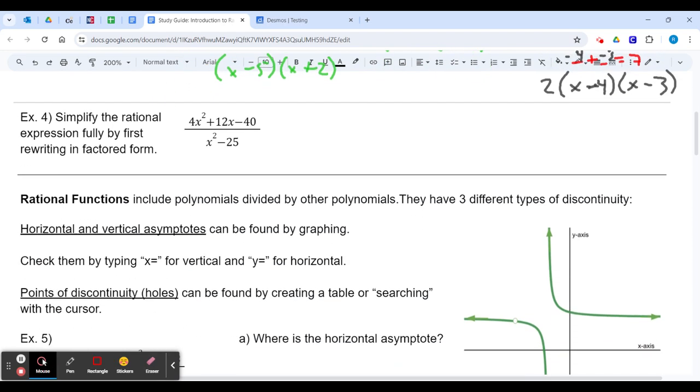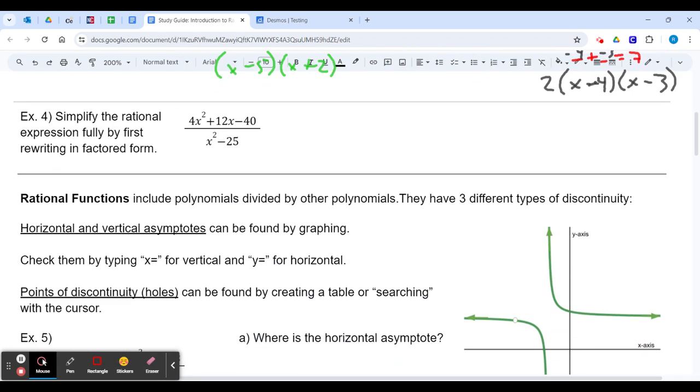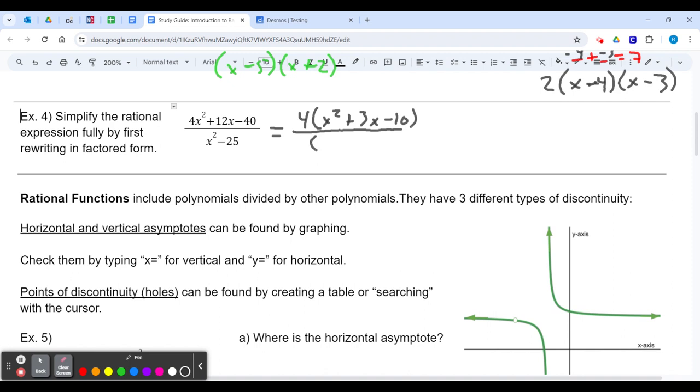So to apply this to our rational functions, if we rewrite this rational function in factored form first, then we can simplify. And later on in your problem set, this will make things a lot easier for you. On the top here, first thing I'm going to do is pull out a greatest common factor of 4. I'm left with x squared plus 3x minus 10. On bottom, I have my difference of squares with 5 times 5 is 25. So I got x plus 5 times x minus 5.